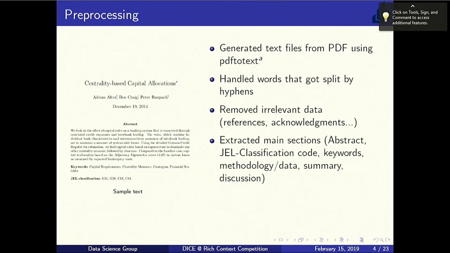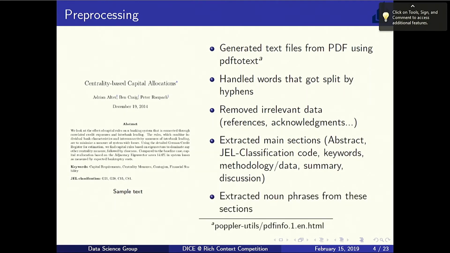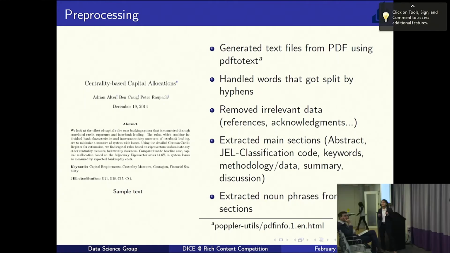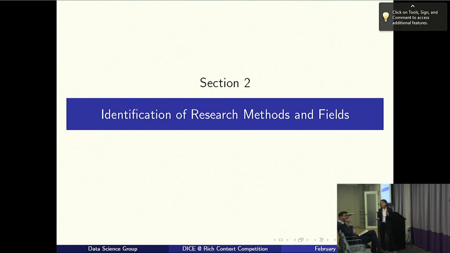Next, we handled the words that got split by hyphens, removed all the irrelevant content, and extracted the main sections like abstract, keywords, summary, methodology, and so on. Having done that, we extracted the noun phrases from each of these sections. The role of noun phrases will become clear in our next segment, which is fields and methods identification.